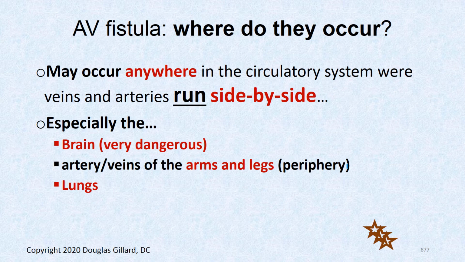Where do they occur? They can occur anywhere where arteries and veins run side by side. So these are not usually going to occur in the aorta and big vessels like that. They're usually in the smaller vessels. Just make a note here.